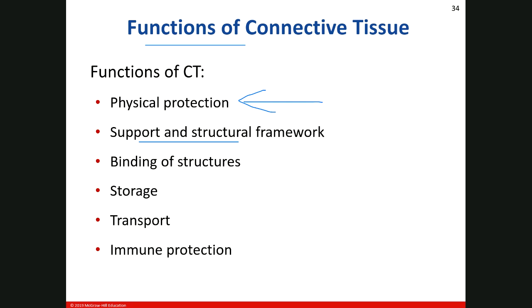Binding structures, that's going to allow us to connect things. Storage, that's a big one for adipose. Bone is also a storage site for calcium and phosphorus. Transport, that's our fluid connective tissue. And then immune protection, again, fluid connective tissue, including our white blood cells. Tons of that. So keep that in mind.